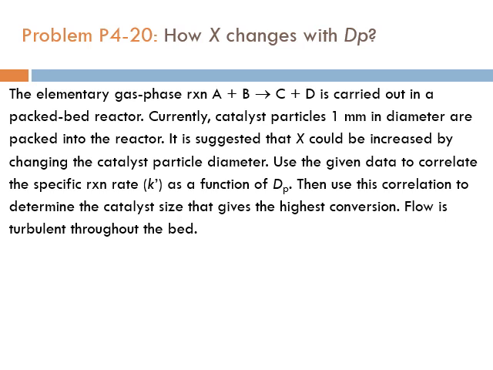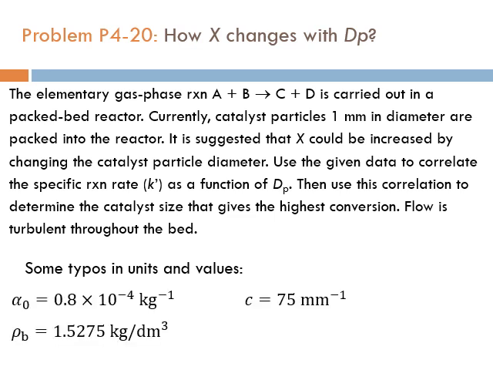Remember we said k, or in this case the overall rate constant, is a function of d_P. So it's affected by d_P. Then use this correlation to determine the catalyst size that gives the highest conversion. Flow is turbulent throughout the bed. There are some typos in the units and values of the given parameters, concerning alpha naught. When we say alpha naught, basically we mean alpha at the reference state, or the initial condition, the one which is given. Then you have rho_B, the bulk density, which is 1.5 kg per liter, and then you have c at 75 millimeter inverse. So if you have different values in your textbook, make sure you correct them according to these corrected values.